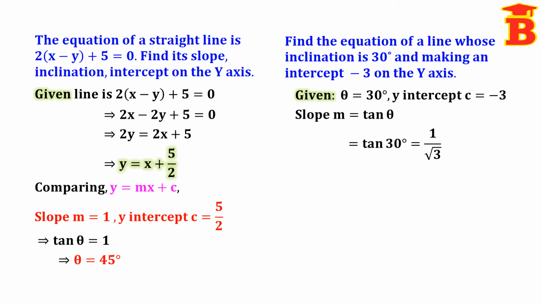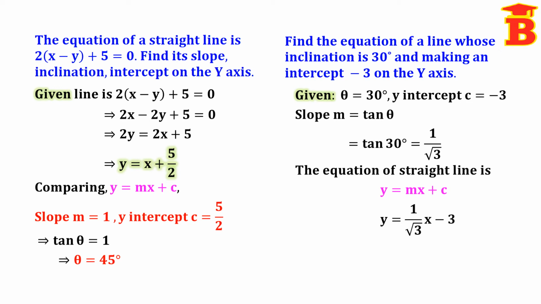So now we have m value 1/root 3 and c value -3. We use the slope intercept formula, that is y = mx + c. Therefore y = (1/root 3) x, and c value -3. Here in the denominator we have root 3. So to get the straight line equation form, we multiply the full equation by root 3.